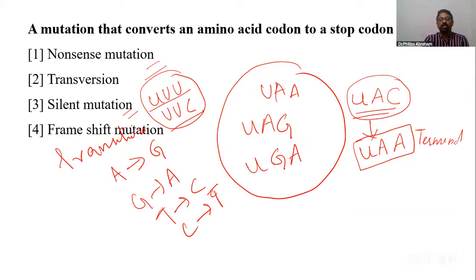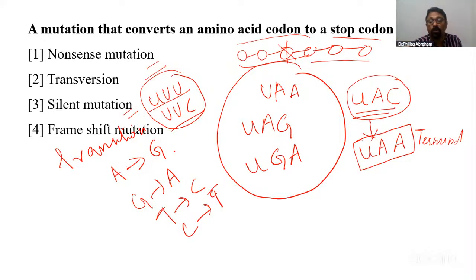And what is frameshift mutation? Just in a codon, these nucleotides, think that this is one codon, this is another codon. One nucleotide got deleted. Then what will happen? These three will be the first codon. Then another three will be another codon. So a total change will be there in the protein. So that's called frameshift mutation. Frameshift mutation occurs because of deletion or insertion of one nucleotide. So the whole codon will change. That's about the mutation part.